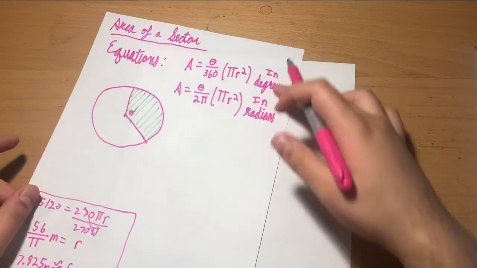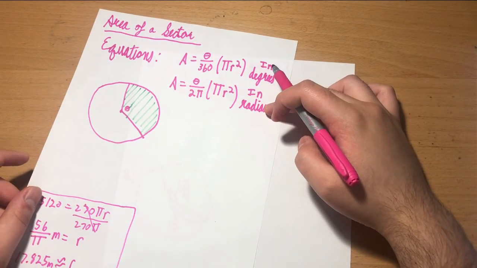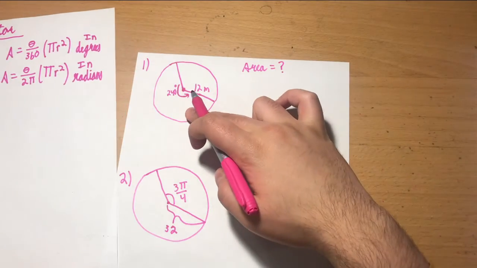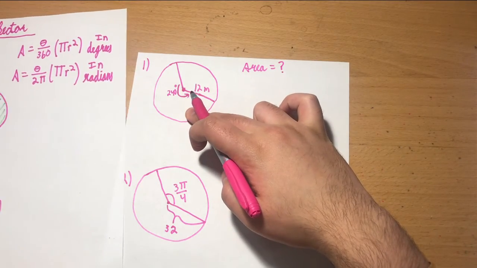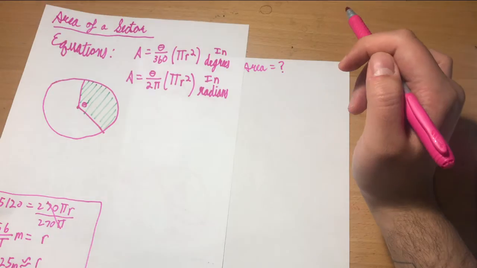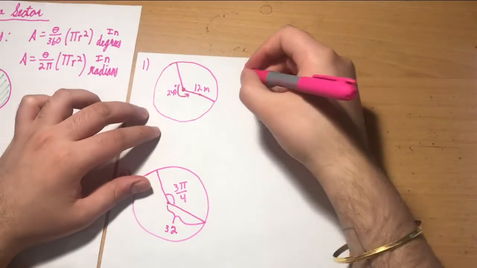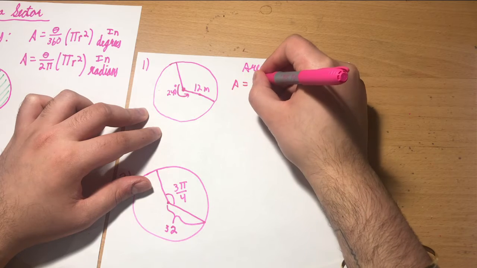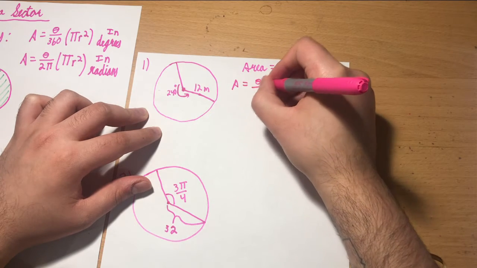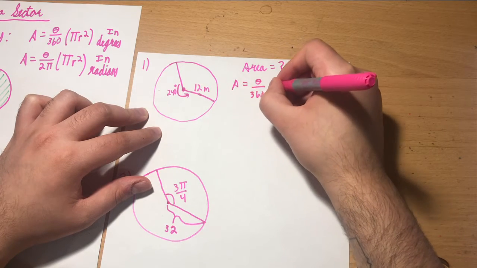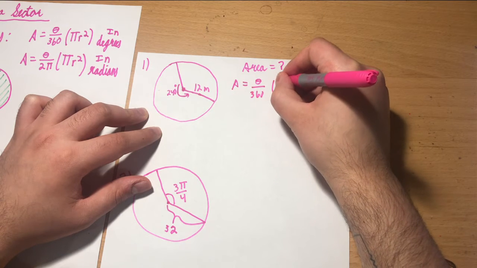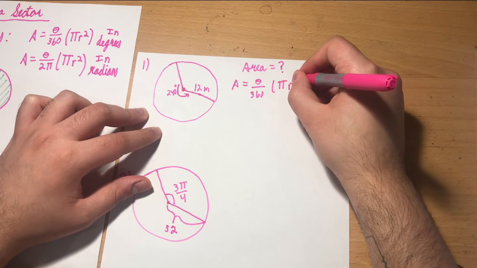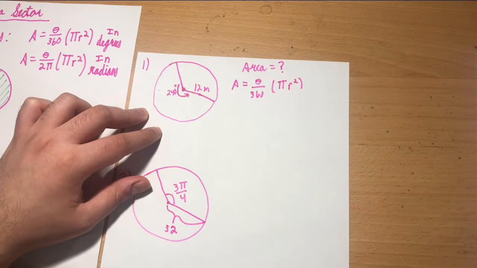We look at our equations. We have two options for area of a sector. We're given the angle measure in terms of degrees, so we use the degrees equation. So let's just put that in. Area of a sector should be equal to theta over 360 multiplied by pi r squared.